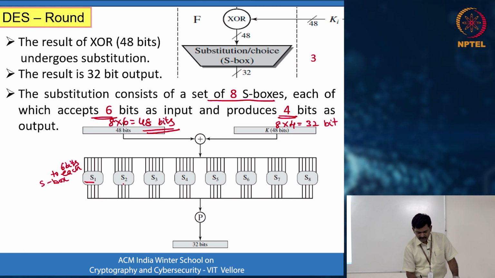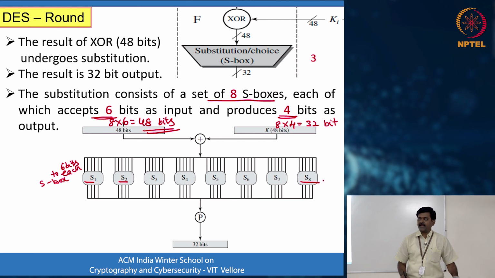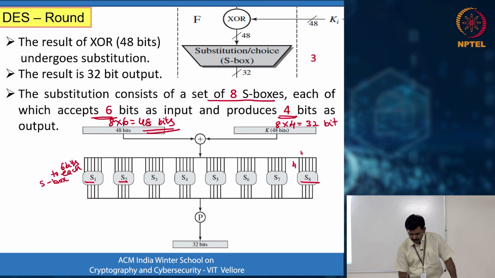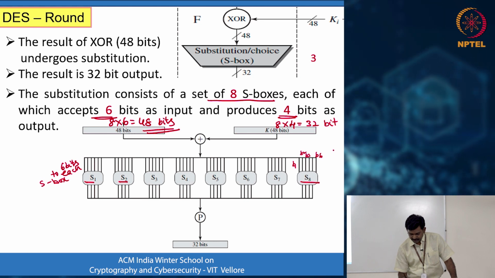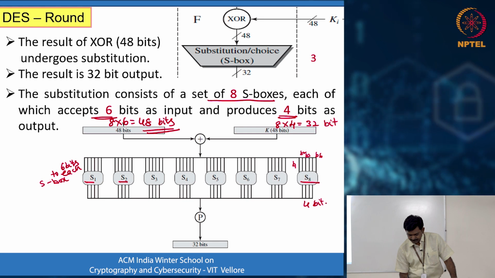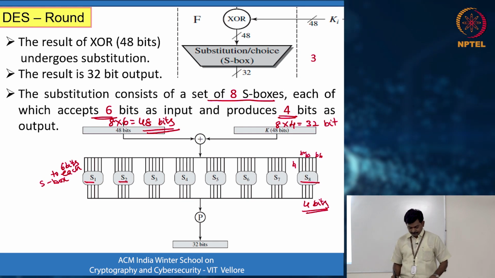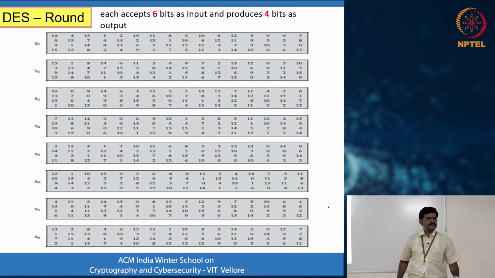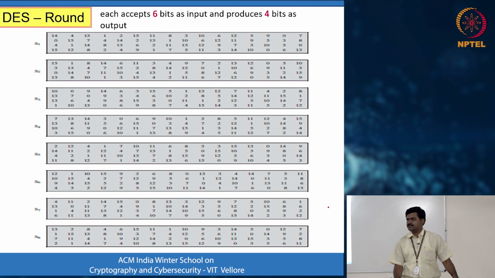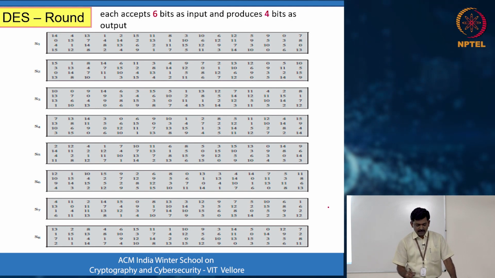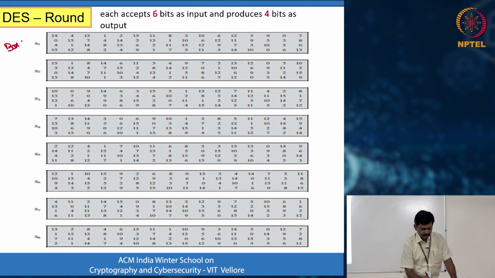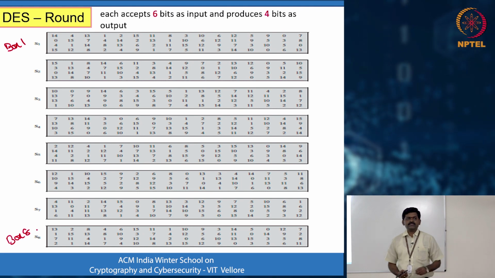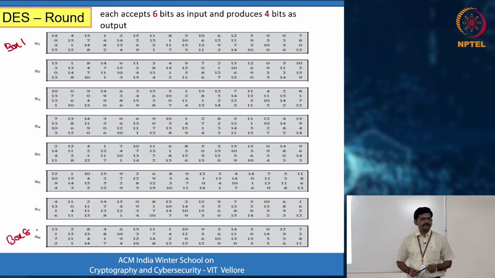So you have S box 1, S box 2, and so on to 8 S boxes. Each box is taking bit 1, bit 2, bit 3 to bit 6, producing 4 bits, right? What are the 8 S boxes? These are the 8 S boxes, S box 1 to S box 8.